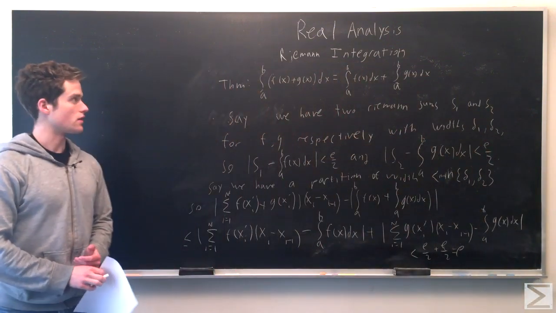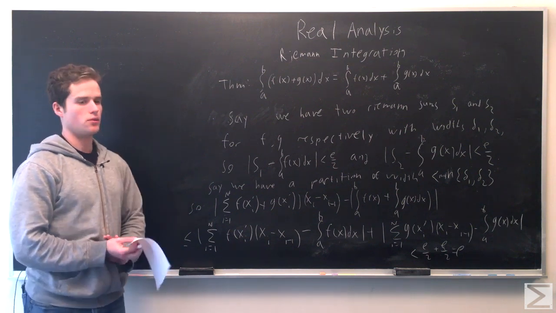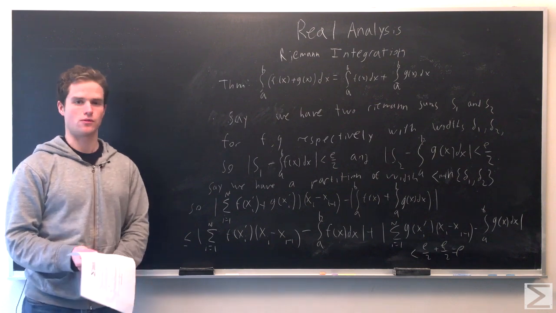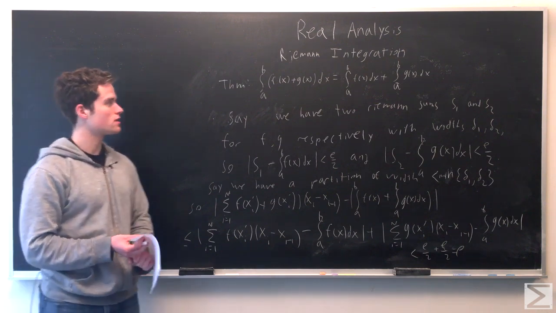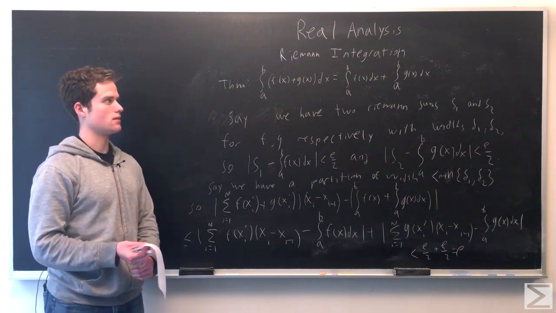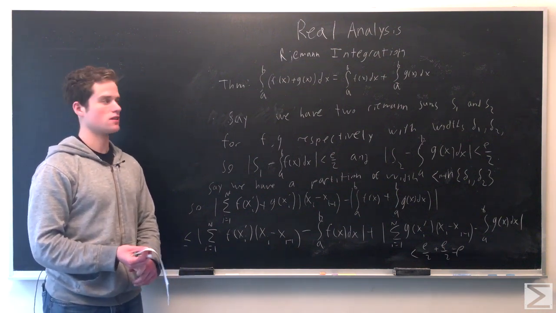So we can prove that the integral on the interval ab of f of x plus g of x dx, for two Riemann integrable functions f of x and g of x, equals integral from a to b of f of x dx plus integral from a to b of g of x dx.